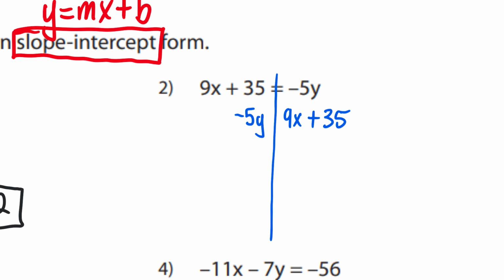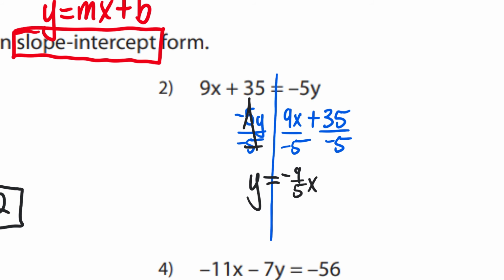All right, and then from there, what do I need to do to get y by itself? Divide by negative 5 on both sides. I'm going to divide every piece by negative 5. So over here, negative 5 divided by negative 5 is a positive 1. That's the reason I'm doing that, because it makes it a positive 1, and 1y is the same thing as just y. Now 9 over negative 5, I can't simplify that, so I'm just going to have negative 9/5 x. And what's 35 divided by negative 5? Negative 7. Okay, so that's what I want.